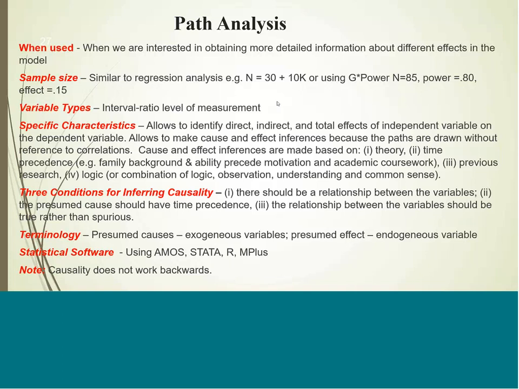So variable types should be interval or ratio. We can use gender, for instance, because it's 1 and 0. But when we have, let's say, ethnicity, which is 1, 2, 3, 4, 5, you can definitely use that, but it would not make too much sense.